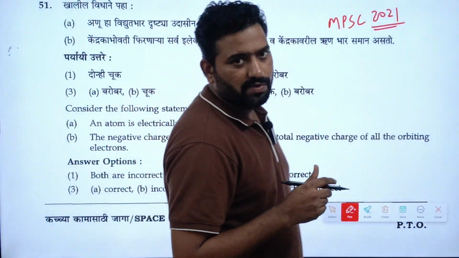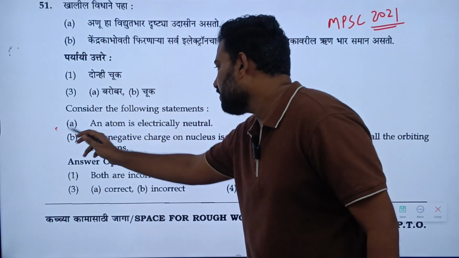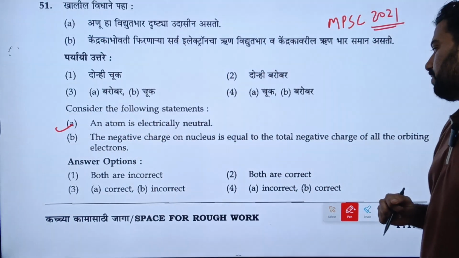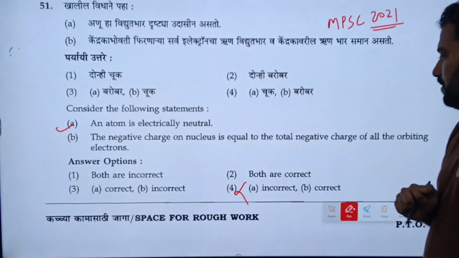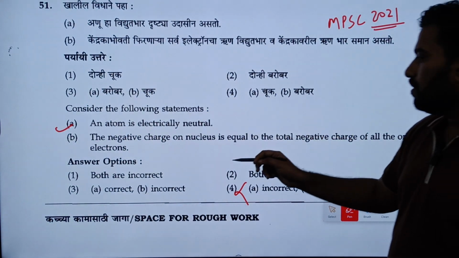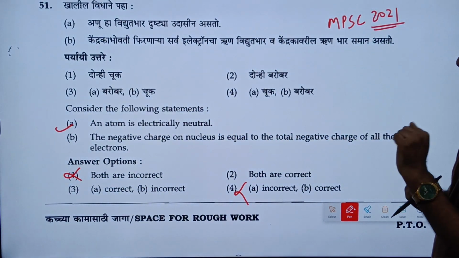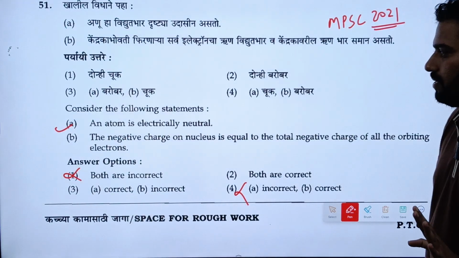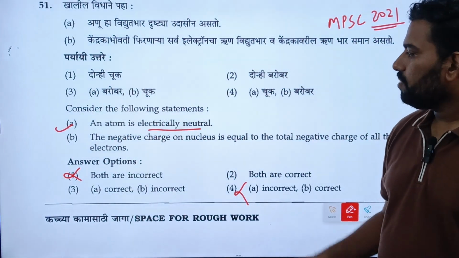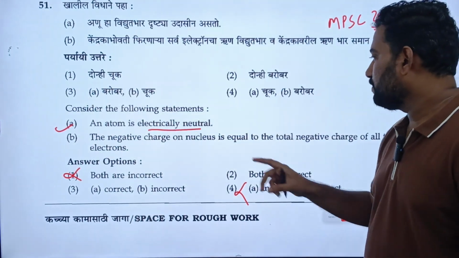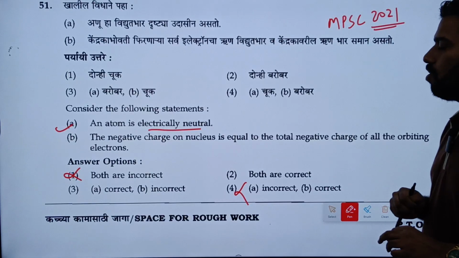So, this question is from chemistry. First statement is absolutely correct. An atom is electrically neutral. So, A incorrect, this option is eliminated. Both are incorrect, also eliminated. So, answer of this question is either 2 or 3. An atom is electrically neutral. Second one is the negative charge on nucleus is equal to the total negative charge of all the orbiting electrons.